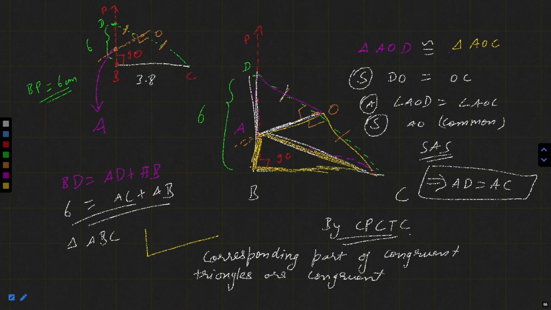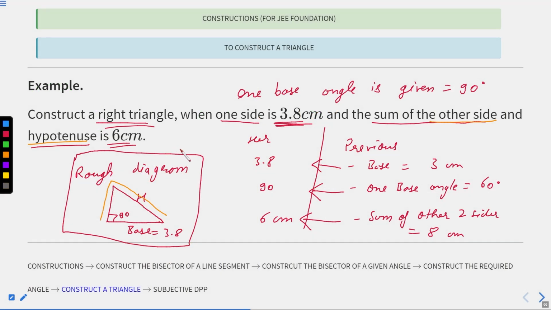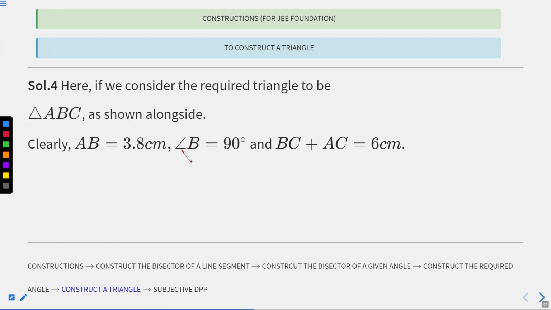In triangle ABC, we know this is 90 degrees. We know the base is 3.8 centimeter, and the sum of the other two sides, one is this perpendicular AB and the other the hypotenuse AC, excluding the base is equal to 6, as it was given in our example. I hope the construction is clear to you. Now let's move to next.